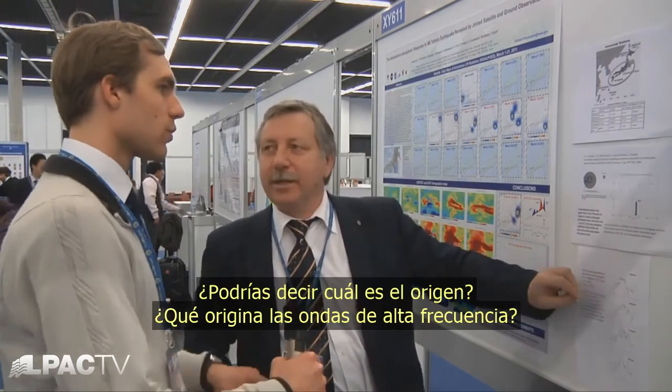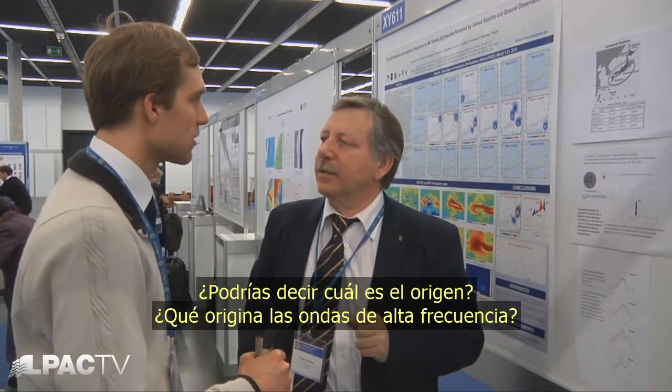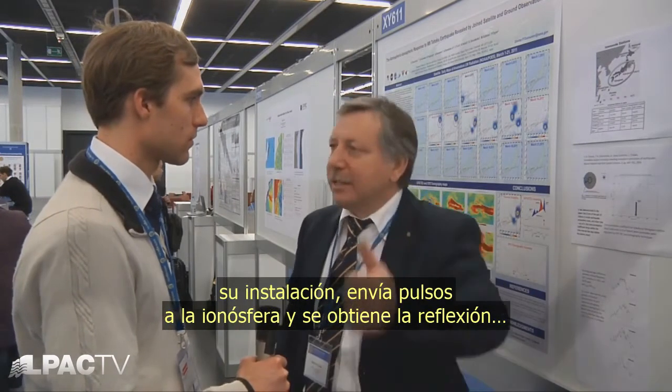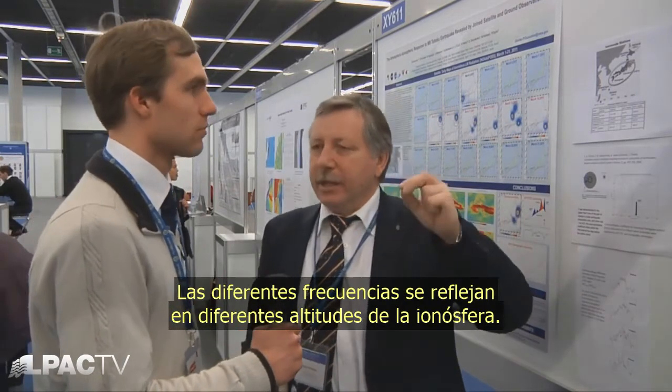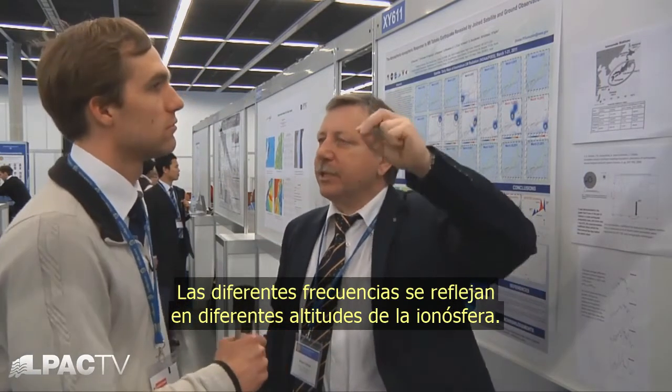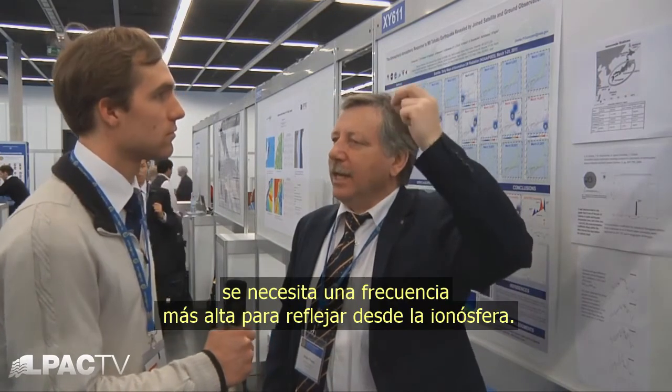So can you just say quickly what is originating the high frequency waves? This is, as I told you, a wave emitted like a radar. It is an installation that sends pulses to the ionosphere and obtains the reflection. Okay, so that's what these 4 are. Yes. And on different frequencies... Different frequencies are reflected at different altitudes of the ionosphere. The higher the electron density, the higher the frequency you need to reflect from the ionosphere.